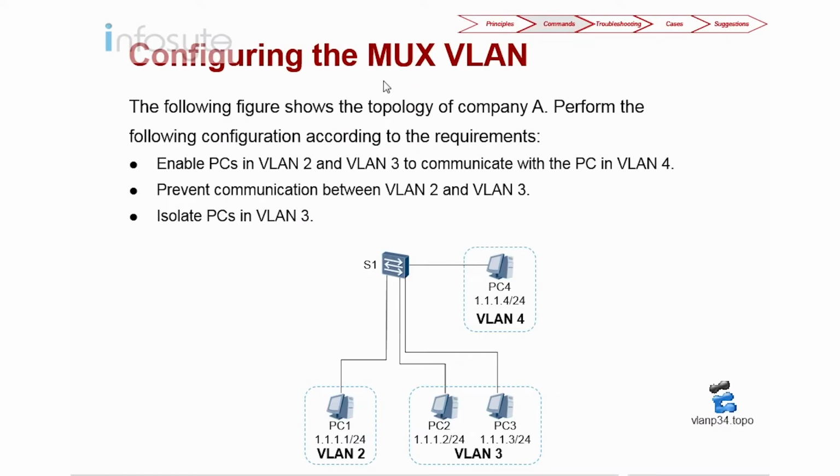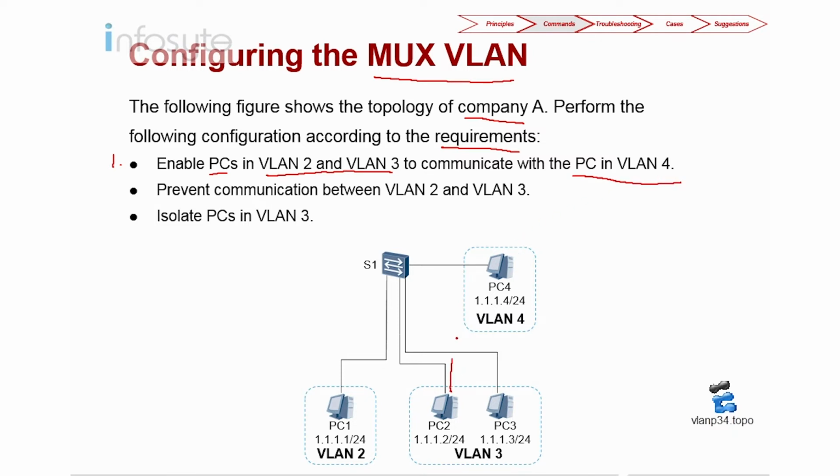Alright, so now we look into the MUX VLAN. Here we have a company A, and this is the topology. Perform the following configuration according to the requirement. The first requirement is to enable PCs in VLAN 2 and 3 to communicate with PCs in VLAN 4.